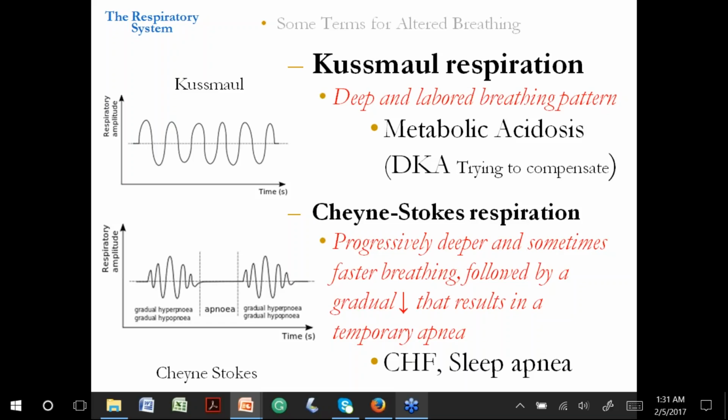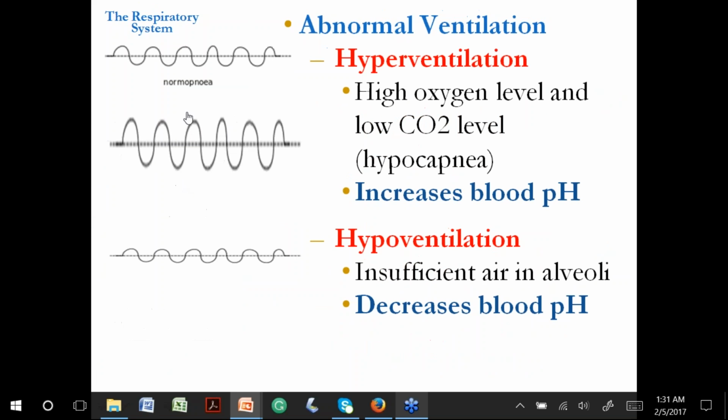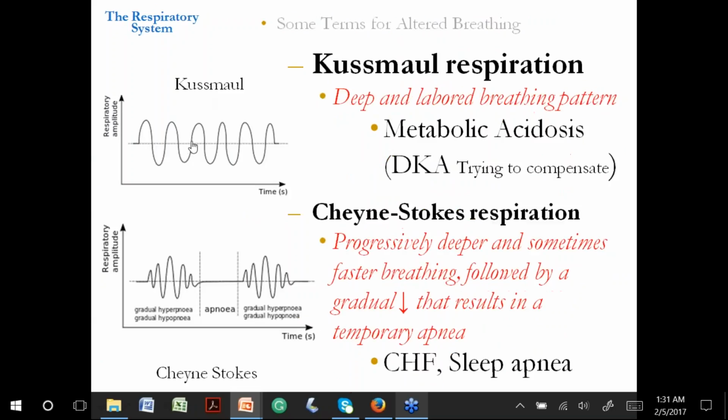Kussmaul is easier to remember. We have up and down, deeper, because the normal is this. What is the normal? This one, normal, and look at this, Kussmaul, much deeper, right? More deeper, and that is a very common sign for patients with diabetes. It is going to be metabolic acidosis.